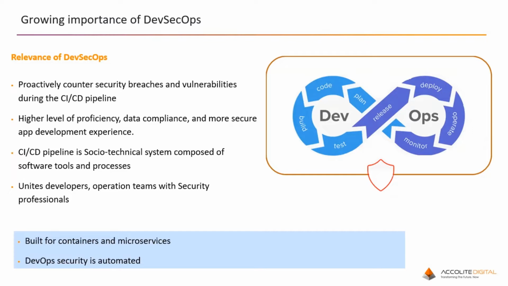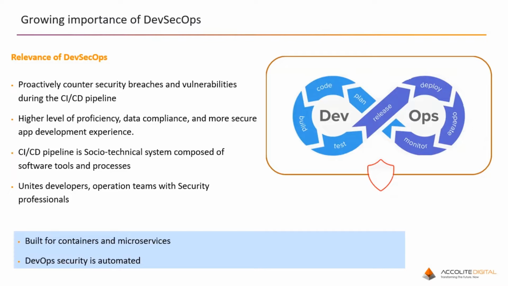DevSecOps means thinking about application and infrastructure security from the start. It also means automating some security gates to keep the DevOps workflow from slowing down. Selecting the right tools to continuously integrate security in the CI/CD pipeline can help meet these goals. As you can see, the CI/CD pipeline has multiple phases, and we can implement security every part of the way.